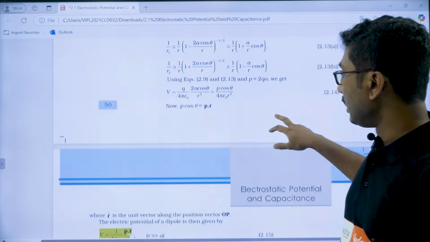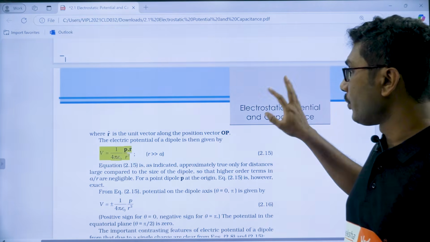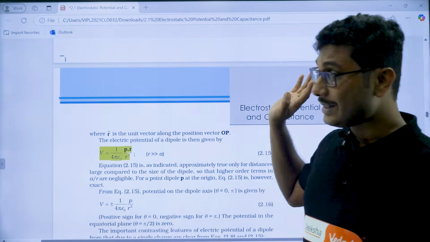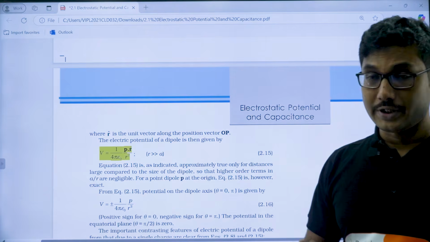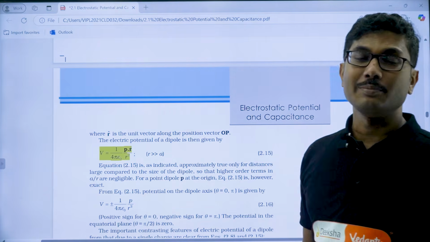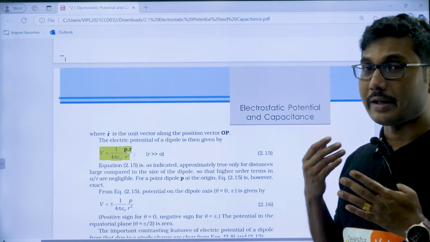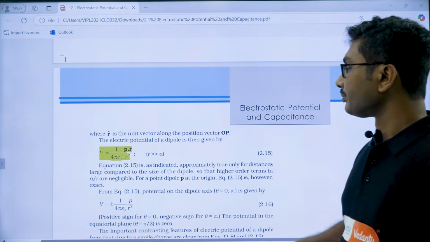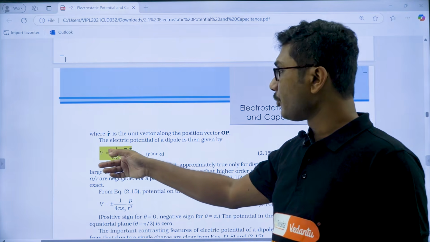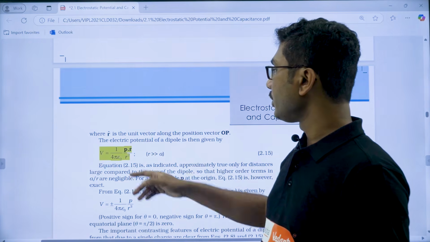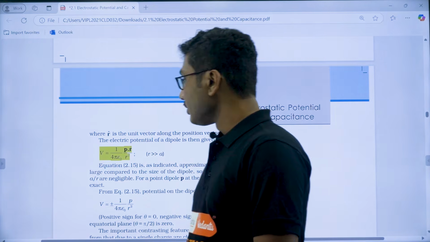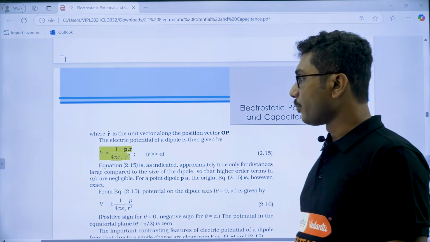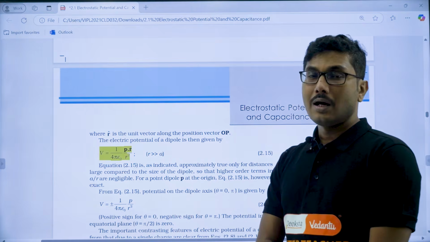But this derivation I do not want you to follow, this is not super important for your PU board exam. The final result is important for the PU board, and obviously for any competitive exam as well. Now, as you can see, electric potential is basically proportional to 1 by r square. So V is equal to 1 by 4 pi epsilon naught, P dot r by r square.